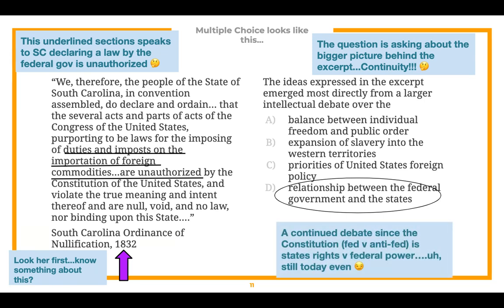Therefore, the source provides you the big picture that you need to look at for the continuity throughout time to answer this question. The source itself does not provide you the answer, okay? This is what you need to remember about multiple choice.